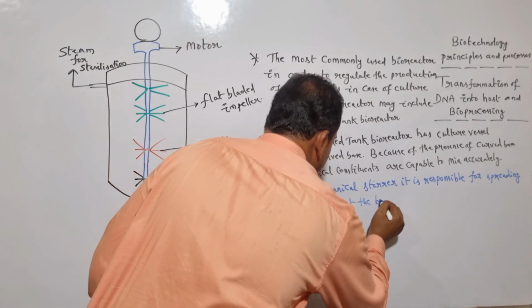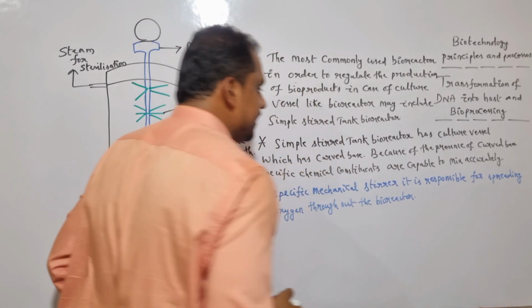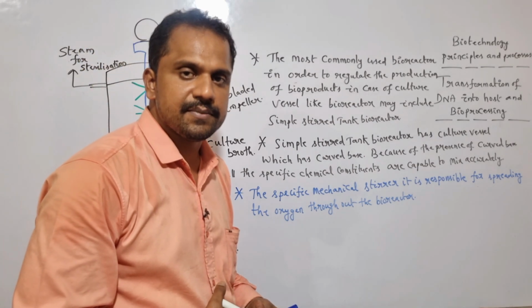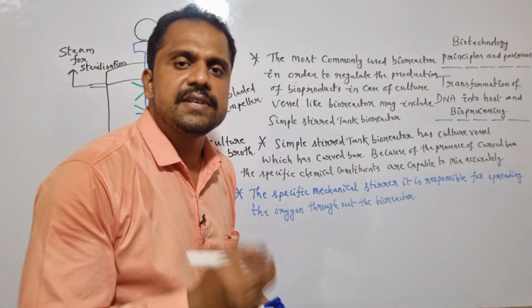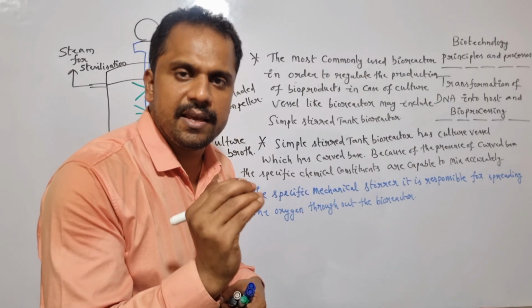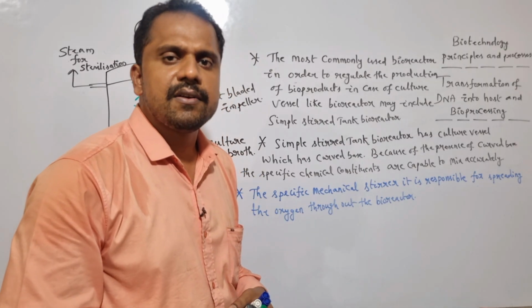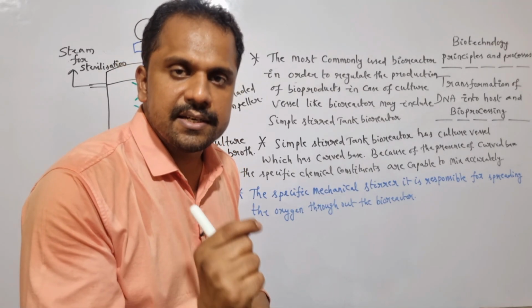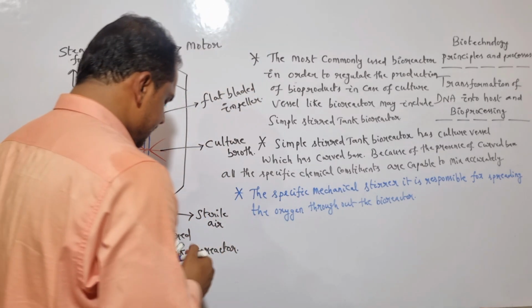And even the simple stirred tank bioreactor has many controlling systems. So here some of the controlling systems which govern the simple stirred tank bioreactor may include temperature controlling system, agitator controlling system, pH controlling system, and substrate controlling system. Is it clear? So let me write it on the board.